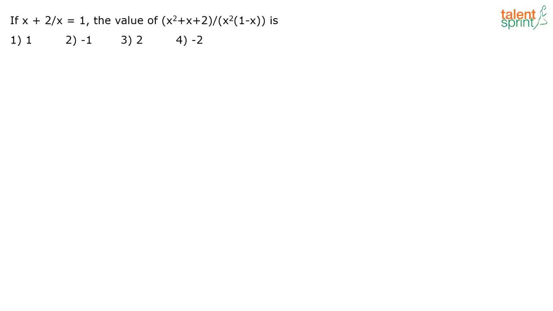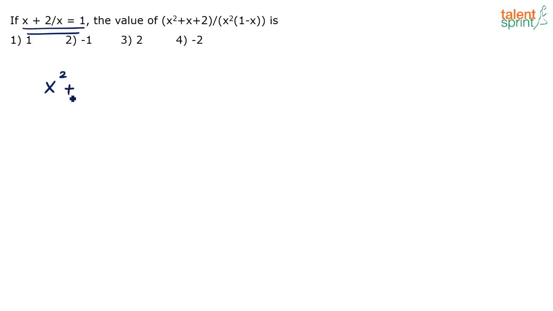See, questions in algebra are mainly to do with rearrangements. You have to arrange the given expression in such a way that you are able to arrive at the answer. What rearrangement you do is very important. Here they have given x squared plus x plus 2 divided by x squared into 1 minus x. You have to find out the value of this. They have also given x plus 2 by x is 1. So how do we solve it?